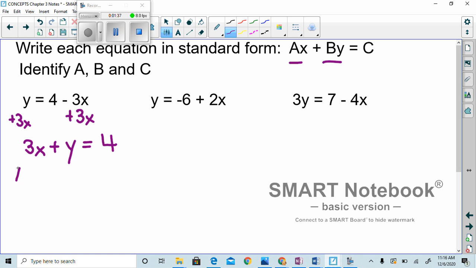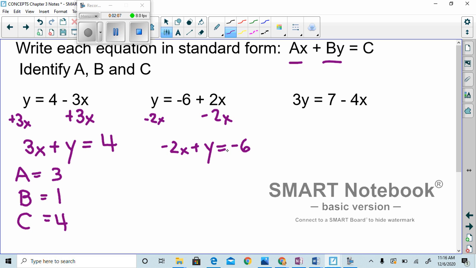I can identify my coefficient in front of my x as 3. The coefficient in front of y is 1, and c, the constant, is 4. On to the second problem. Again, I need to move the x term to the left by one inverse operation. We'll subtract it over. I now have negative 2x plus y equals negative 6. Let's identify the coefficient of x, which is the a value, negative 2. Once again, the value of b is 1, and c is negative 6.